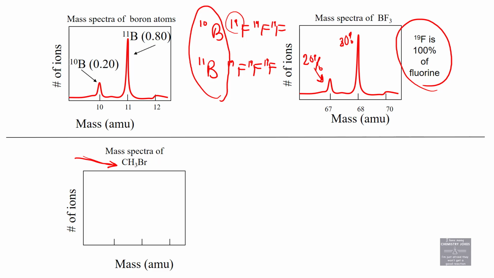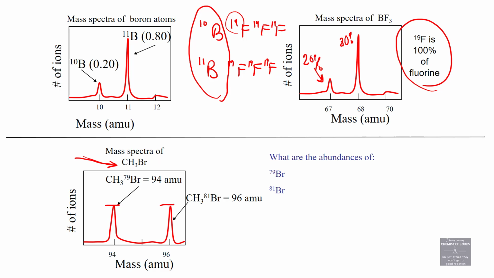The mass spectrum of CH3Br looks like this. I've got two peaks that are about equal height, one at 94 and one at 96. If I didn't already know that my two isotopes were 79 and 81, the way I can figure that out is 94 minus carbon 12 minus 3 times hydrogen 1. So that's 94 minus 15. Yep, that gives me 79.